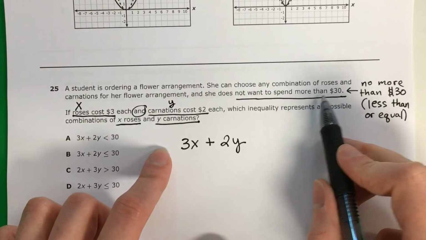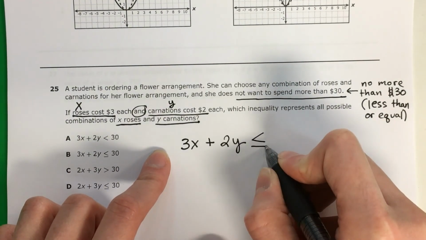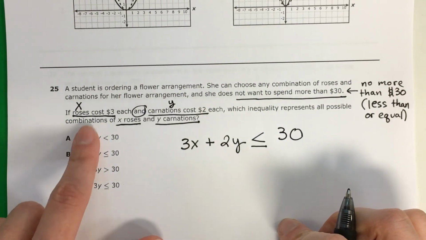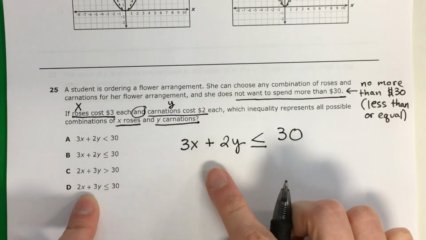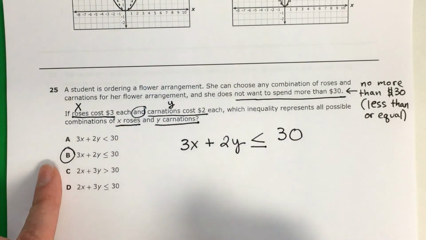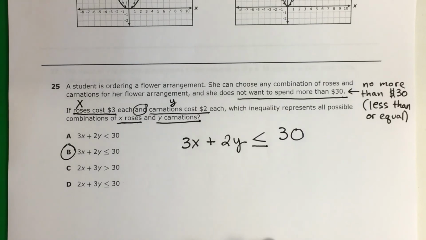And we said no more than 30. No more than means less than or equal to 30. So there's our equation, and we are going to look for it. So which one has that? It looks like B has that. So that's my answer for number 25.